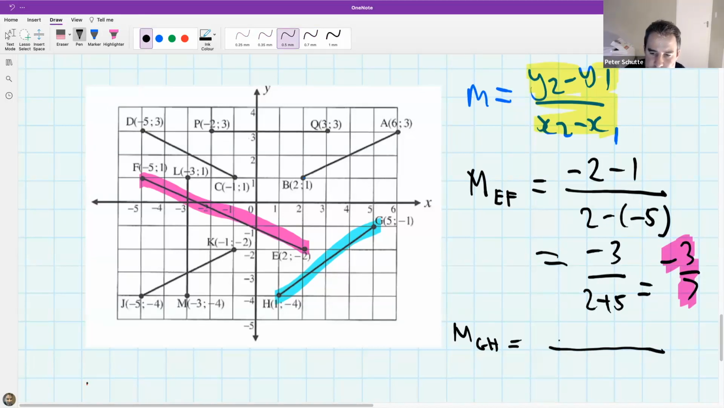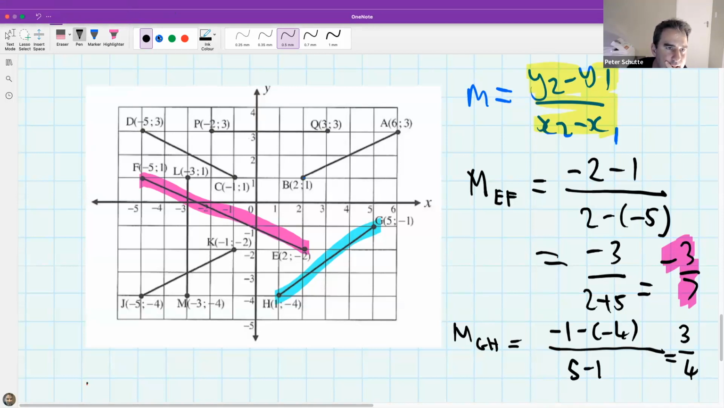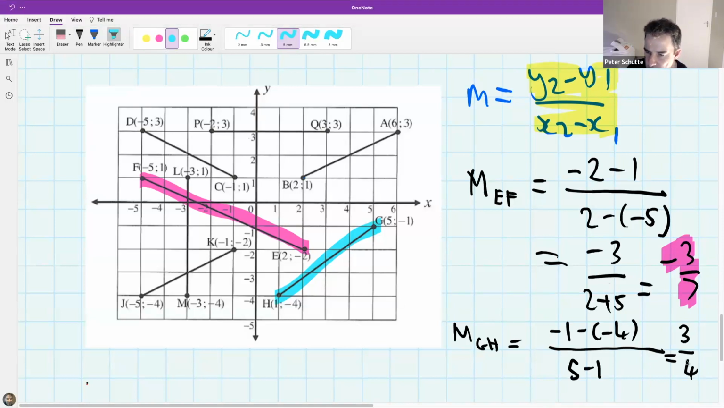What do we have for that one? So I get 3/4 for the blue one. And what other thing that makes me happy that I know I'm on the right track is that you can see the blue one should be a positive gradient and the pink one should be a negative gradient. And you can see that that has happened in our calculations.